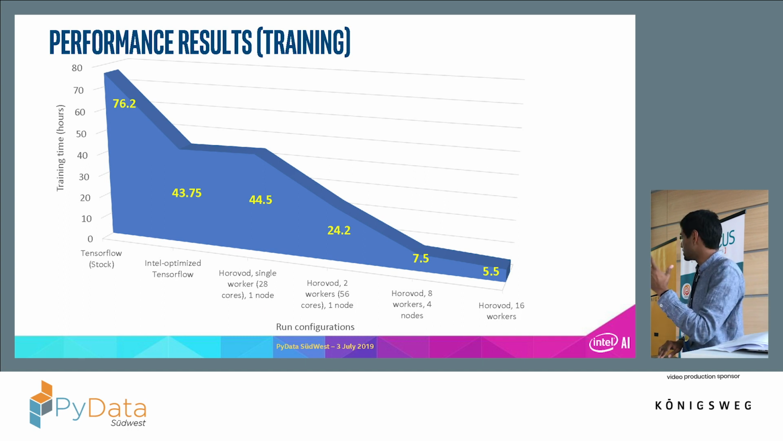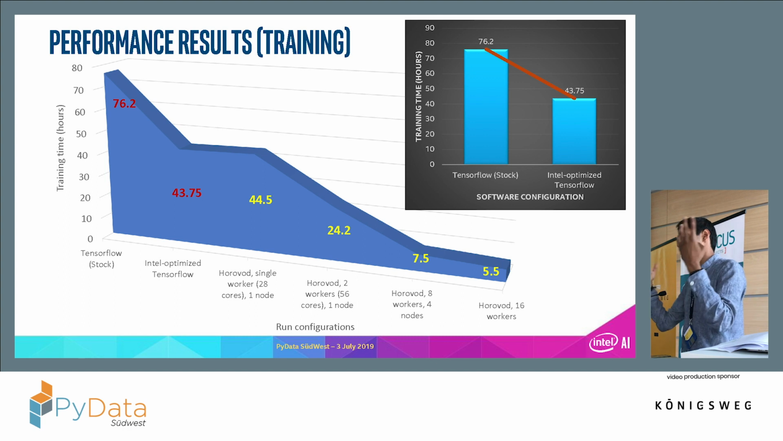And the key part here is optimized software. So if you look at the first and the second, it's just a change in software from non-optimized TensorFlow to optimized TensorFlow. Same machine, hardware didn't change. I dropped from 76 hours to 43 hours. That is quite good.